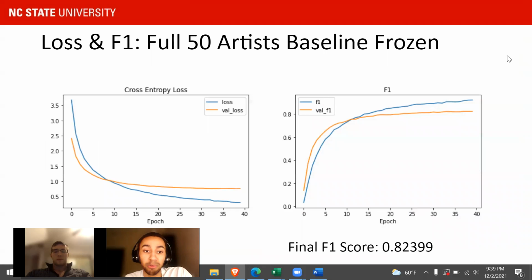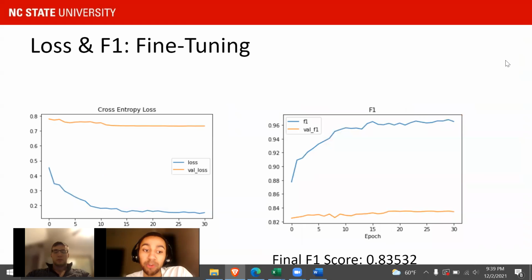Once we were satisfied with our model, we trained the model on the full data set with all 50 artists included. We incorporated transfer learning by initially freezing the baseline ResNet 50 model and only training over the last few dense and batch normalization layers. For the validation set, our F1 score was 82.4%. Lastly, we unfroze our baseline model and fine-tuned it with a very low learning rate with a few rounds of training. This helped increase our final validation F1 score by about 1%.